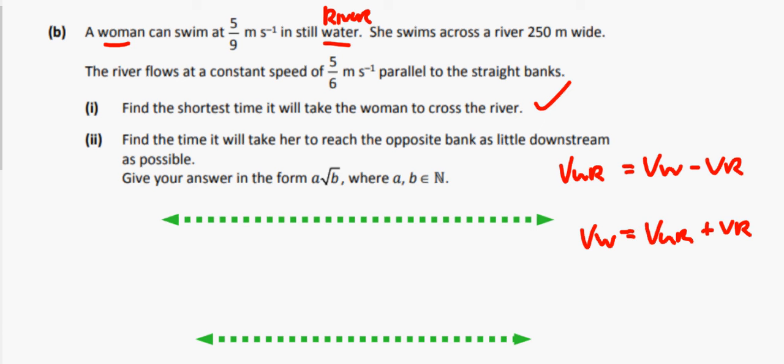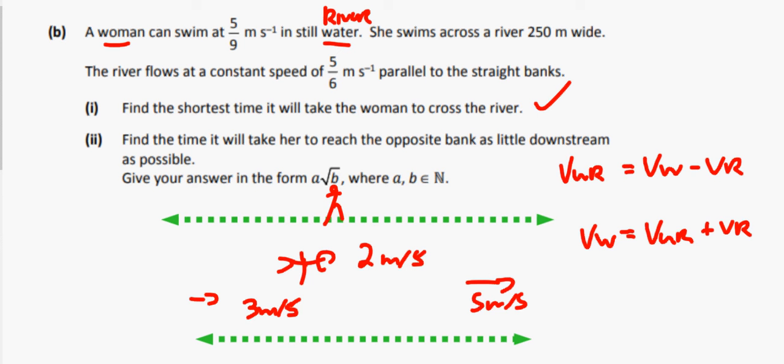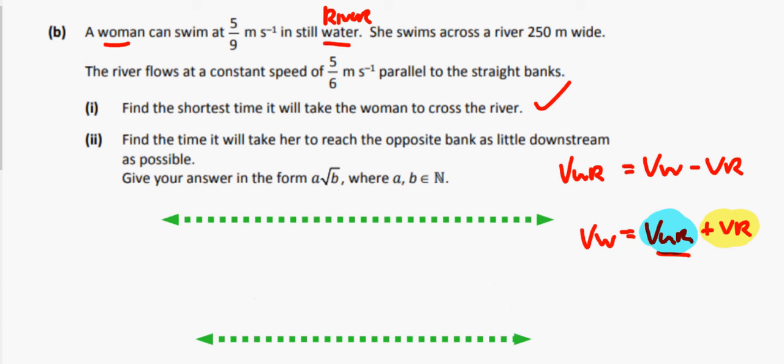Now if this doesn't make sense to you, I suggest you write a very simple example down for you. A woman can swim 2 meters per second in still water. A river flows 3 meters per second. An observer on the bank will actually see the woman go 5 meters per second. So the velocity VWR is still water. The blue part is still water, the yellow part is the river, and that's the way it works.